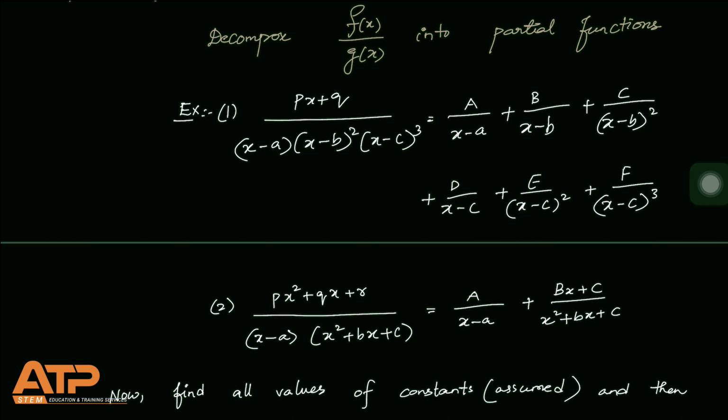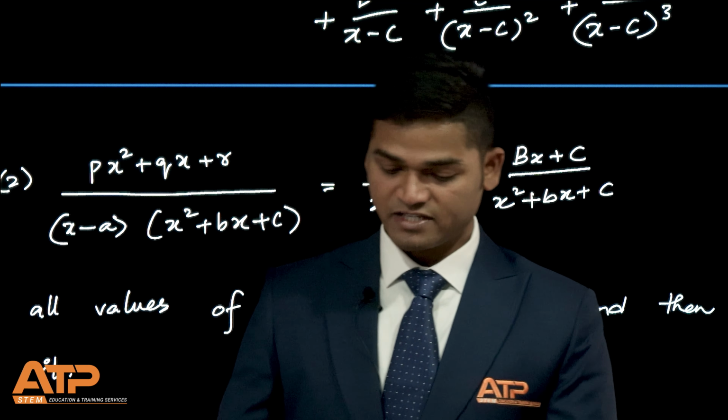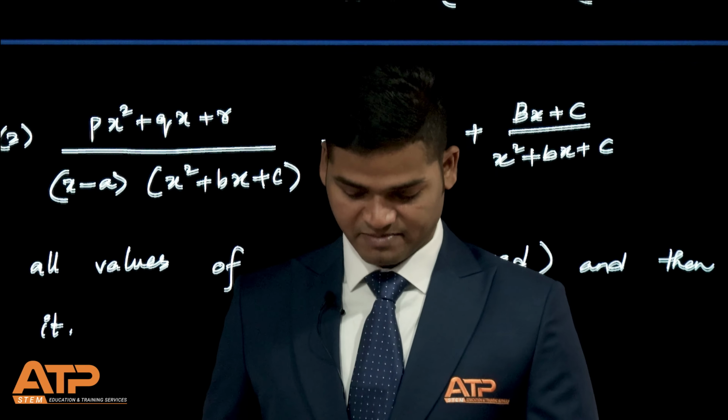Next, if the given function is in the format px square plus qx plus r, and the denominator you cannot convert into linear factors. So if it is x minus a into x square plus bx plus c, then how do you take the partial fractions? A by x minus a plus bx plus c divided by x square plus bx plus c. So this is how we take the partial fractions, and we can simplify this one.